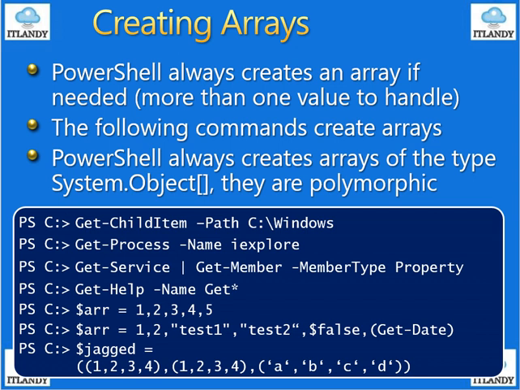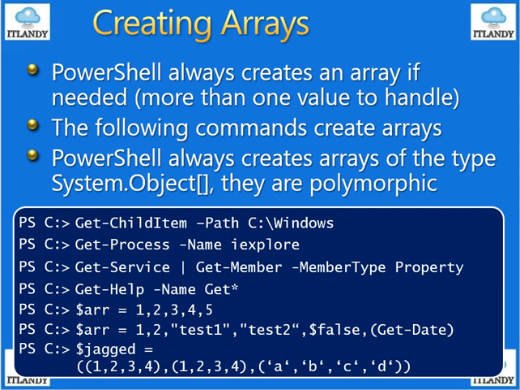Get-ChildItem with -Path, or Get-Process, or Get-Service, or Get-Help with a name and a star, and then $arr equal to a string. Okay, and you can see the array as well. It could be a mixture between integers and strings, and you can see Get-Date, and the same thing applies to the others.